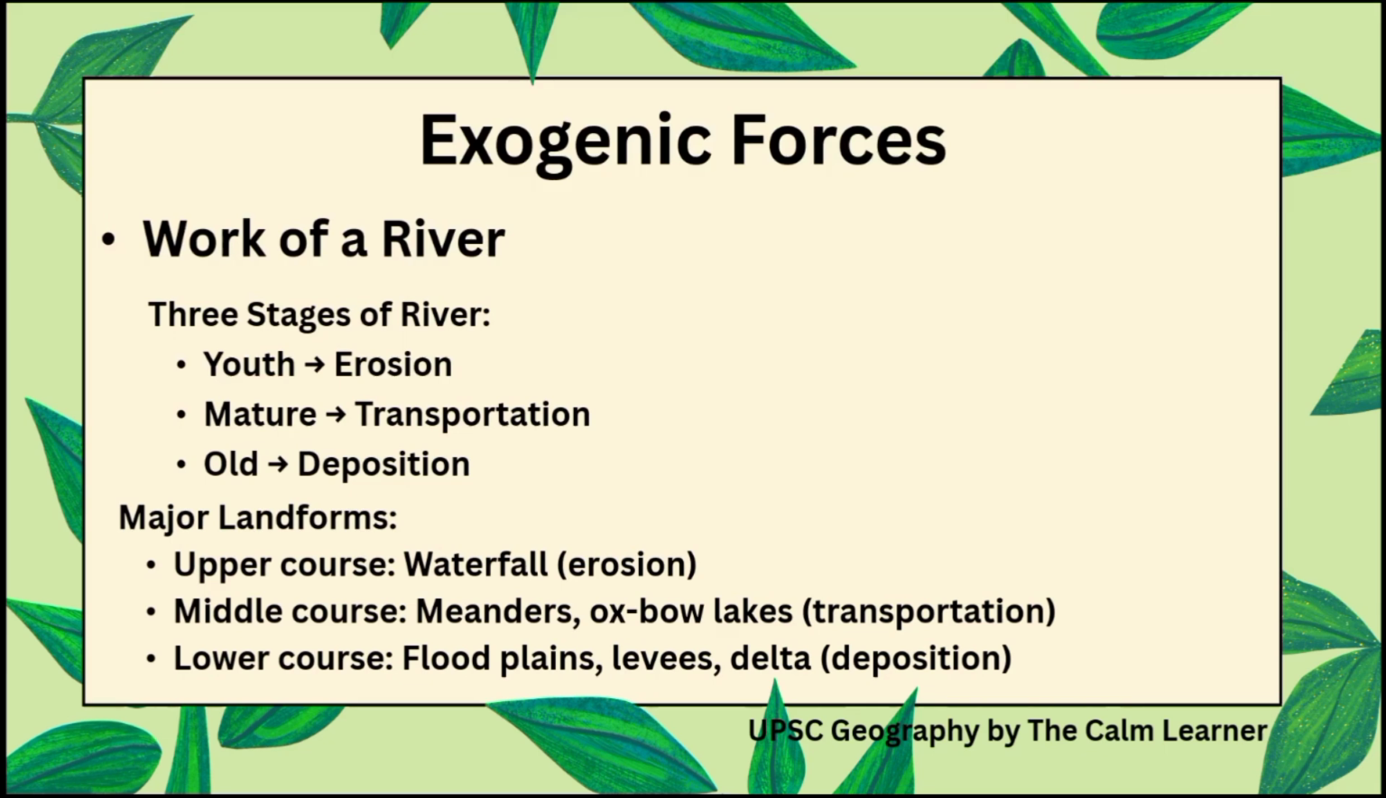Because of these processes, different landforms are formed. In the upper course, erosion leads to formation of waterfalls. In the middle course, transportation forms meanders and oxbow lakes. In the lower course, deposition results in floodplains, levees, and deltas. Thus, a river continuously shapes the earth's surface throughout its journey.